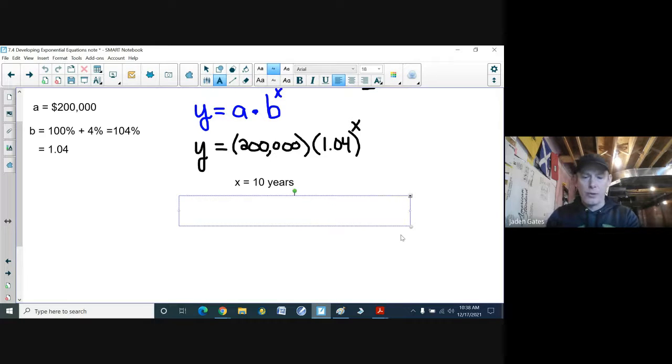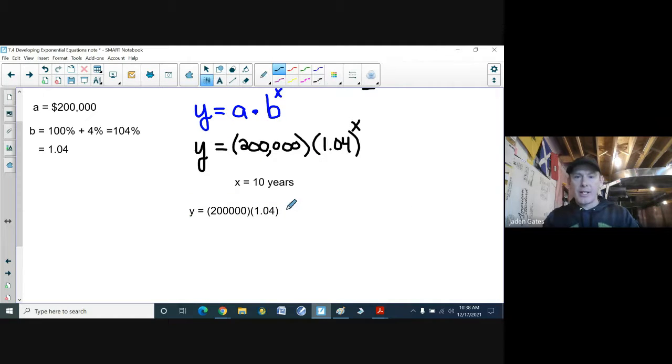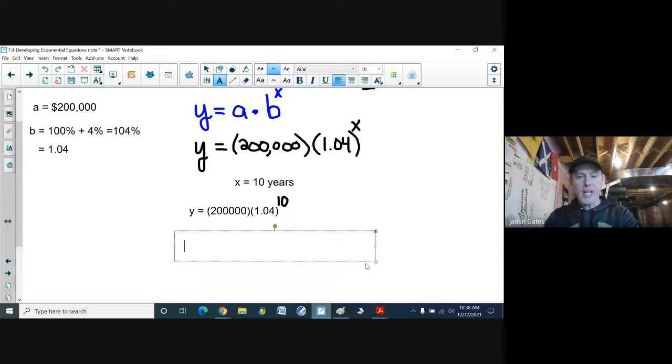So I've got y equals, I've got my 200,000 still, times 1.04, but now we're finding a specific x, and that x is to the power of 10. All right, well, to figure out the money value, I have to follow BEDMAS, so I have to do my exponent first. So this 200,000, I'm just going to leave right there. I take 1.04 and I take it to the power of 10. And to 2 decimal places, I get 1.48.